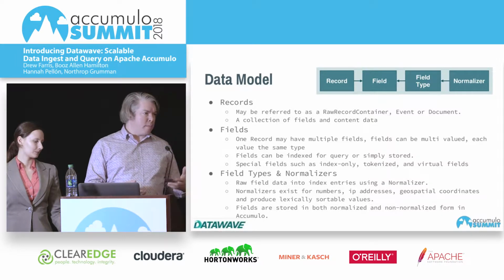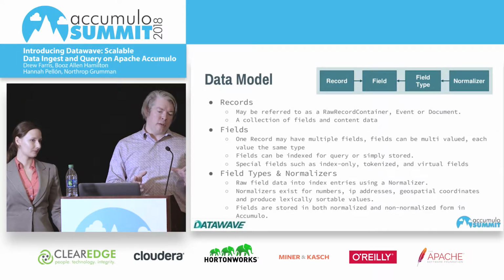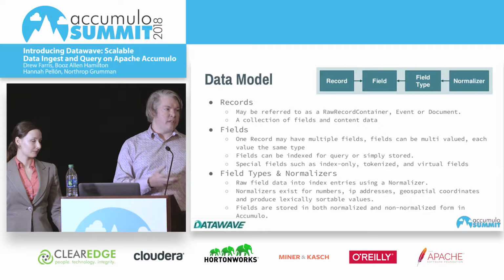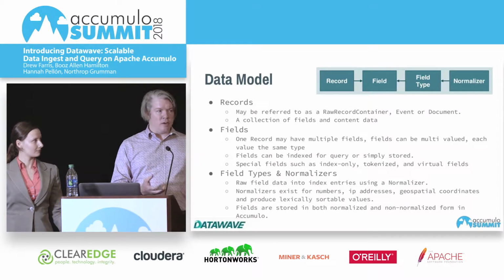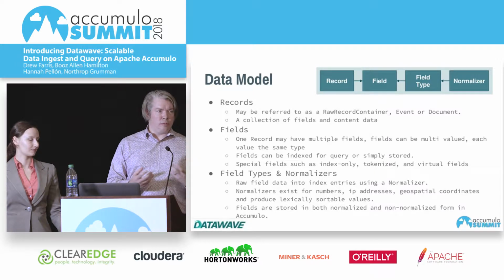And fields are stored in both normalized and non-normalized form in Accumulo itself. When we are building an index that's going to be scanned or searched, they get normalized and inserted into the index in normalized form. And then in the raw record storage itself, you actually see the raw original field format.